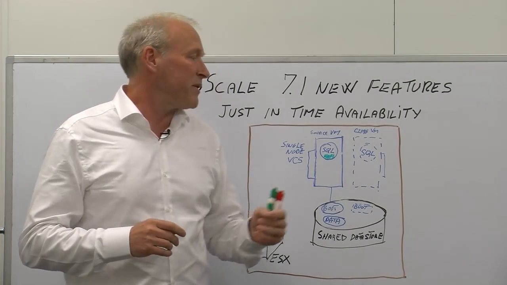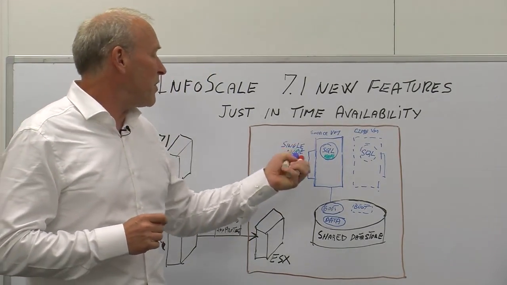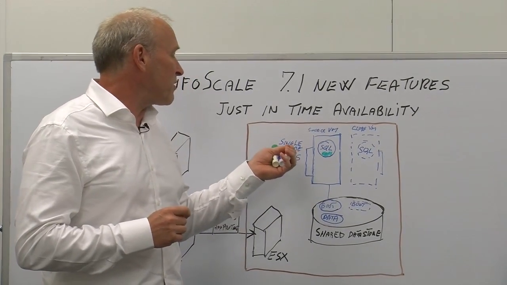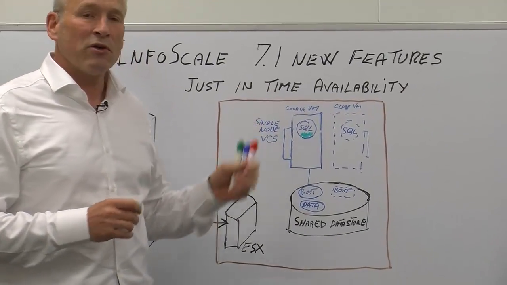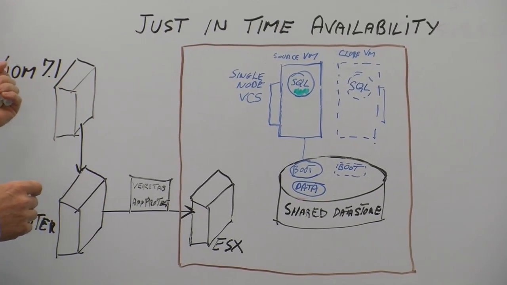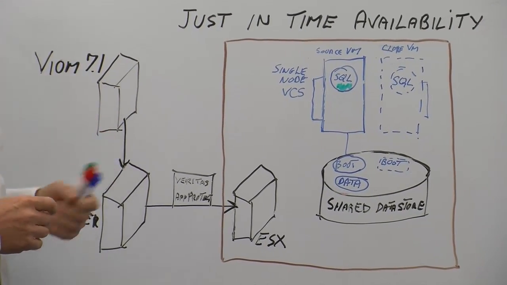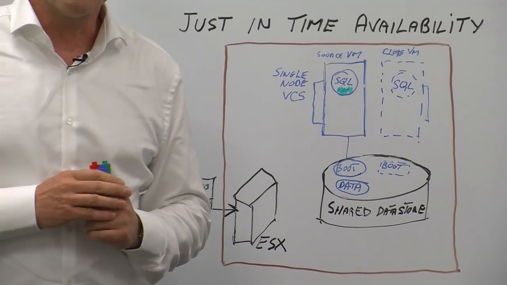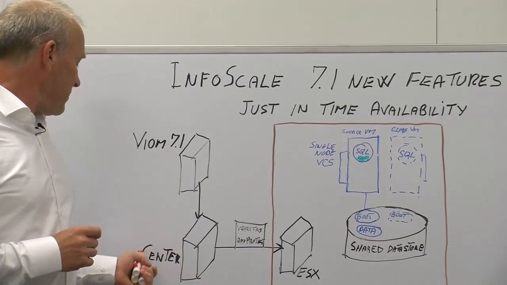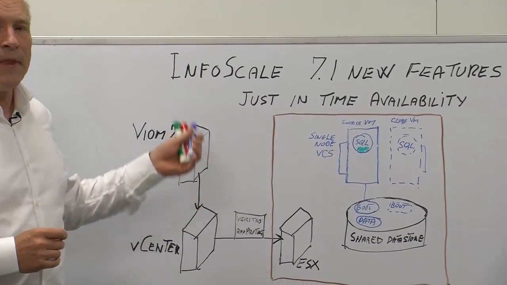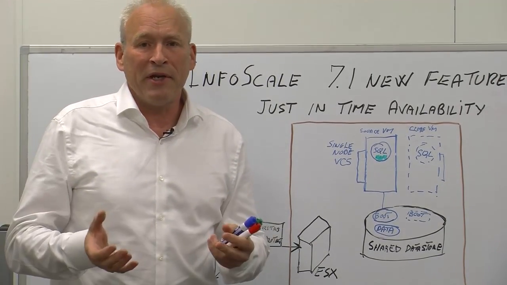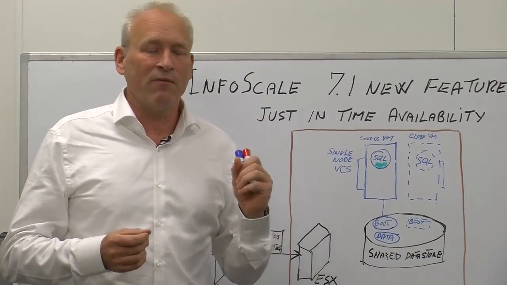One of the prerequisites to run this is that we have to have the application running in a virtual machine that is under control of VCS, set up in a single node environment. Next, we need Veritas InfoScale Operations Manager 7.1 with the HA module or add-on installed as well. Then we will integrate and register vCenter into VOM. That way we can start managing the vCenter from VOM.